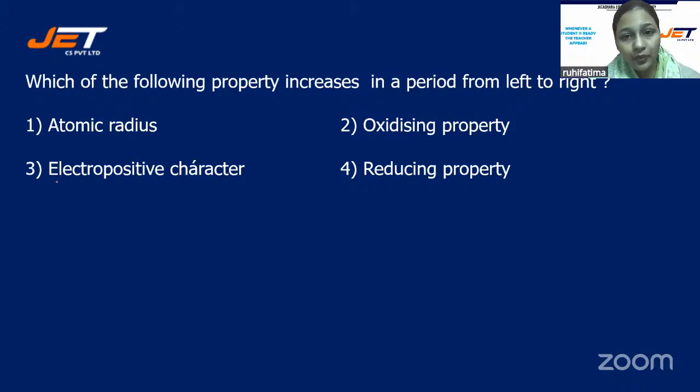Which of the following property increases across a period or from left to right? Both are same. And your options are number one, atomic radius, number two, oxidizing property, number three, electropositive character, or is it option number four, reducing property? Okay, revealing the correct answer for this question, that is option number two, oxidizing property. Those who have selected option two, you all are correct, students. Oxidizing property increases in a period moving from left to right.